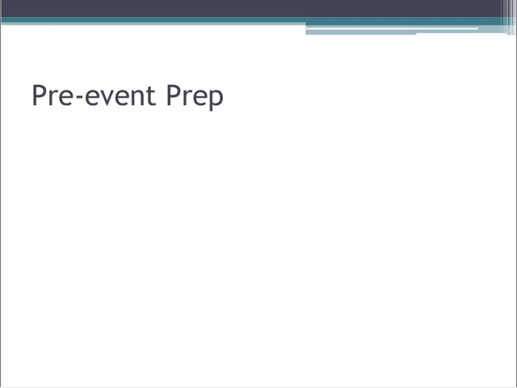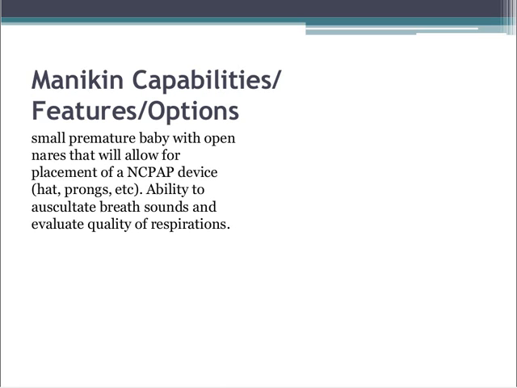So there's a lot of work that has to go into starting a simulation case before you even walk in the door, before the learners come through. And one of the most important pieces of it is, who is your patient going to be? And so what I did here, rather than talk about a specific type of mannequin or a specific type of simulator that you might want to use, I described what features are necessary in order to run the case. So you need a small premature baby who has open nares, so you can place a nasal CPAP on there. And ideally, they would have a head that you can place the hat on, and that everything could sort of be secured to this baby the same way that it would be on a real patient.